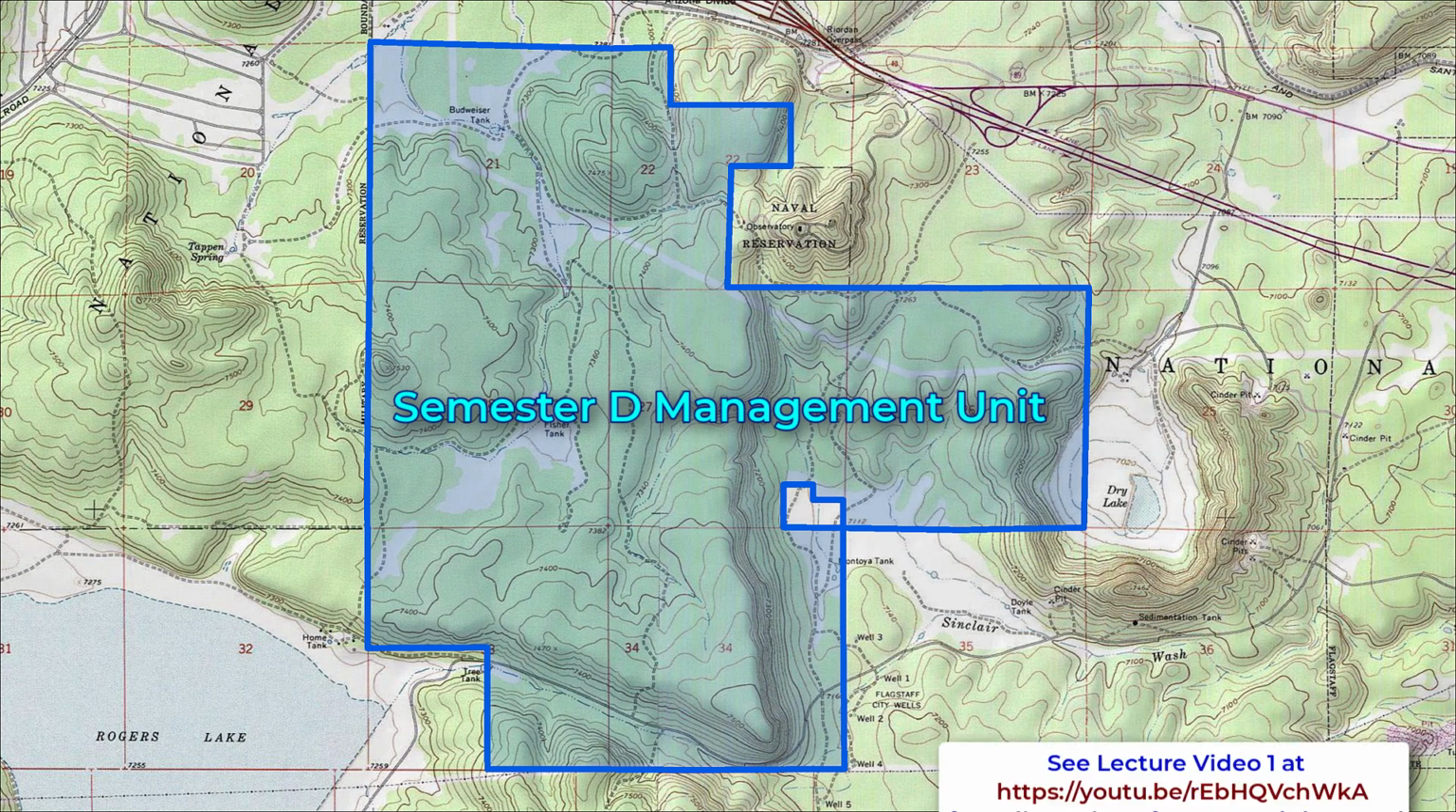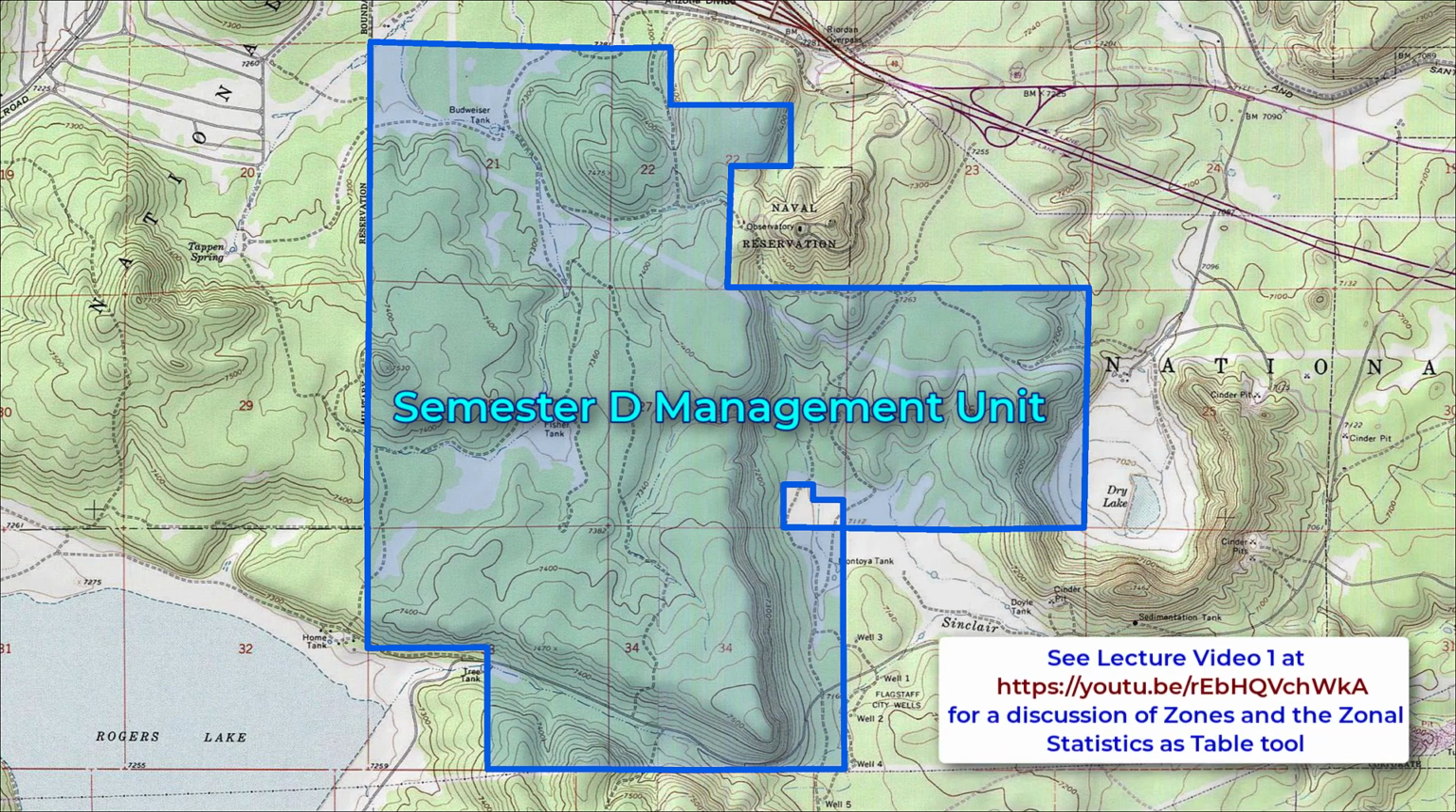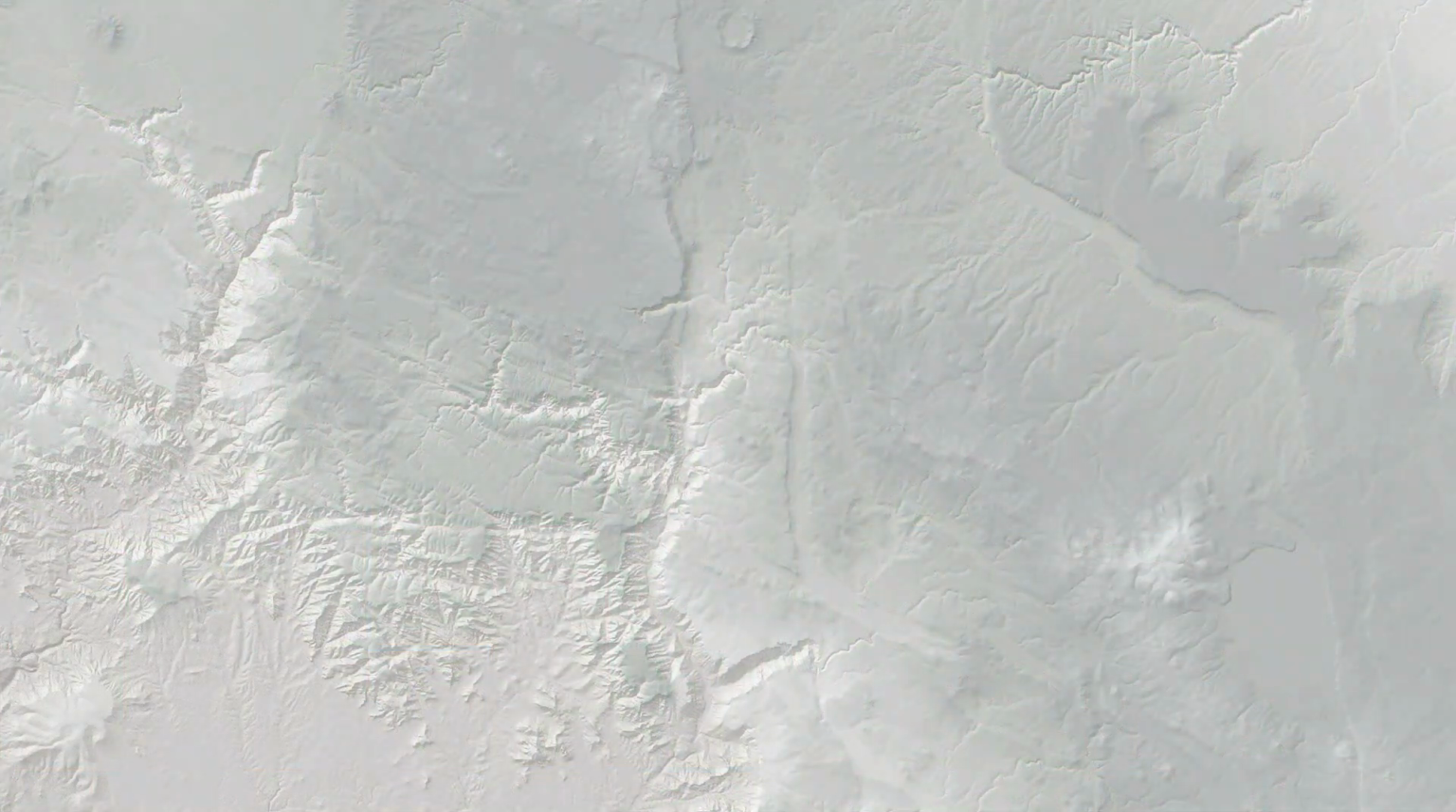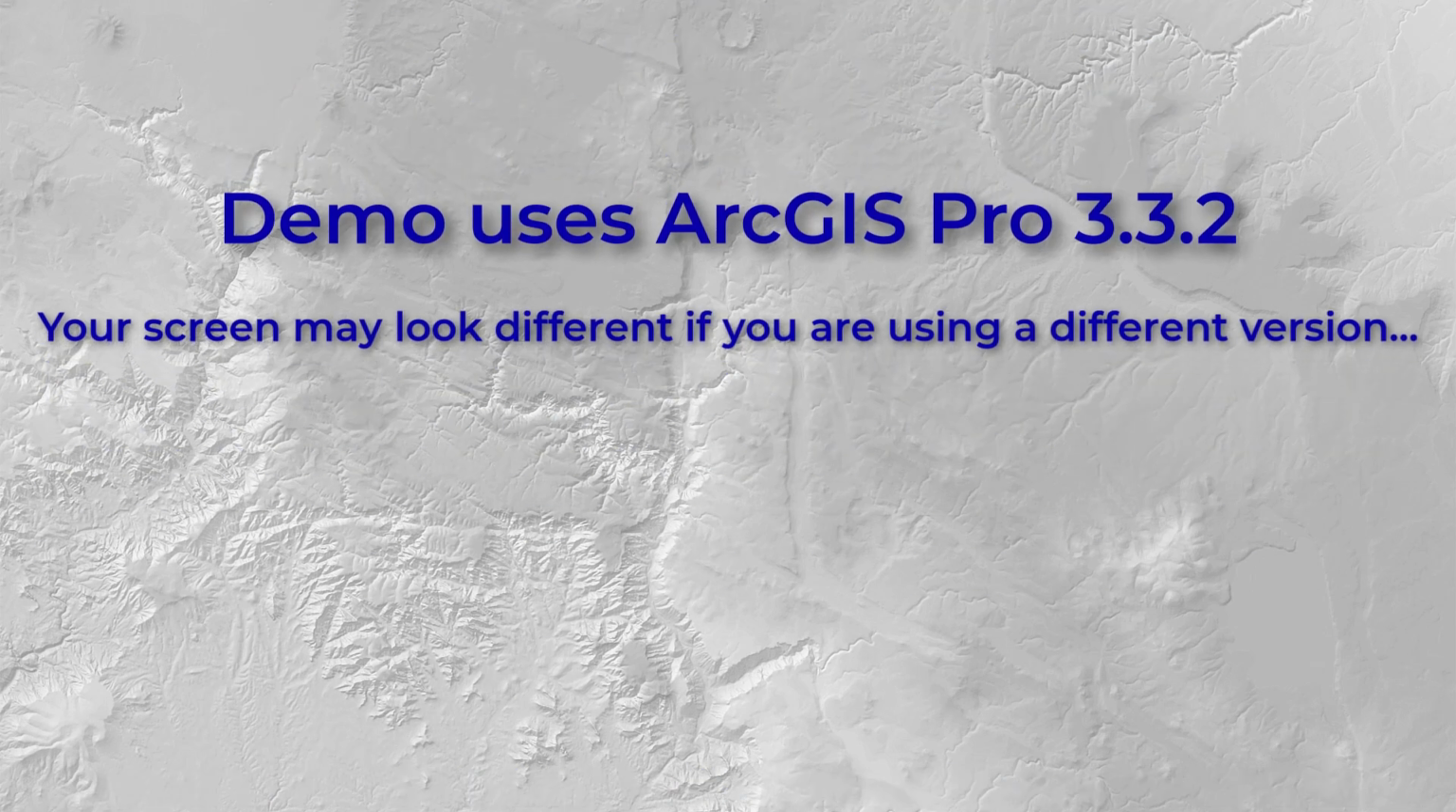Now take a look at our first lecture video in this module for a discussion of how zones are defined and used by this tool. And that video also discusses a problem people often run into with this tool when they use overlapping polygons for their zones. Now in this demonstration I'm going to be using ArcGIS Pro version 3.3.2, so if you're using a different version the tool windows might look a little different.